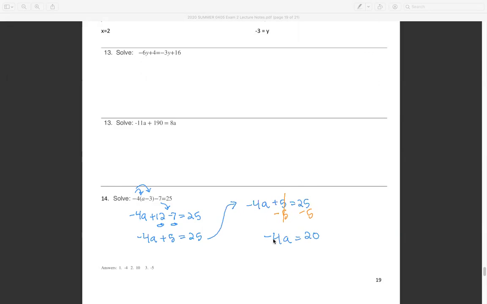So how do we undo multiplying by negative 4? We divide by negative 4. Negative 4 divided by negative 4 is 1. And again, remember, we're dividing here, not subtracting. So negative 4 divided by negative 4 is positive 1, times a, and positive 20 divided by negative 4 is negative 5. So we have a equals negative 5.